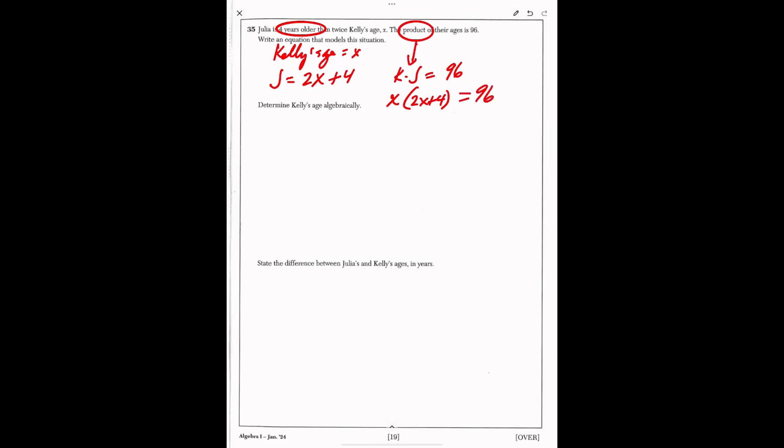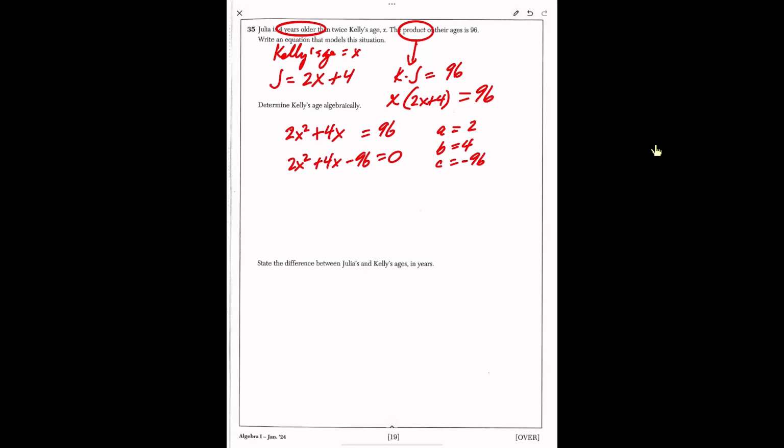And now we just distribute. So this is going to be 2x squared plus 4x. And then we got the 96. We're going to bring the 96 to the other side. And now we could use the quadratic formula. A is 2, B is 4, C is a negative 96. And now all we have to do is find the zeros.